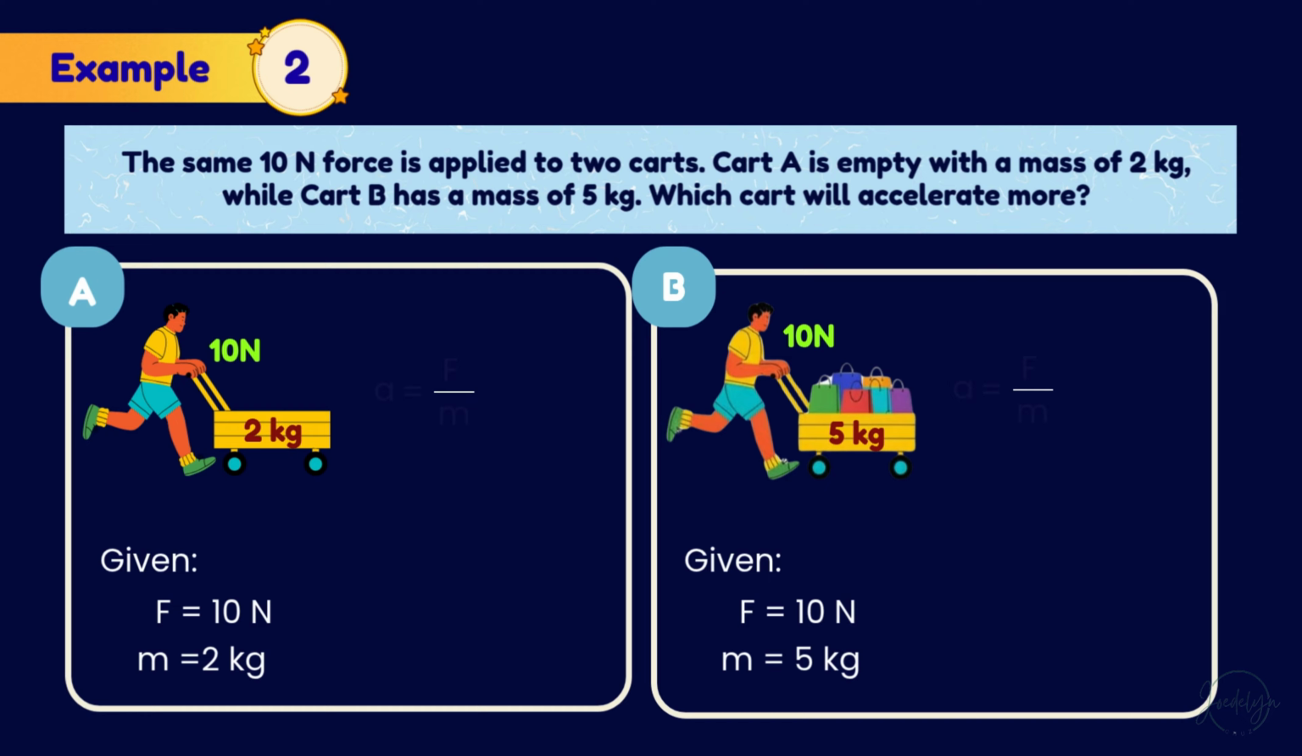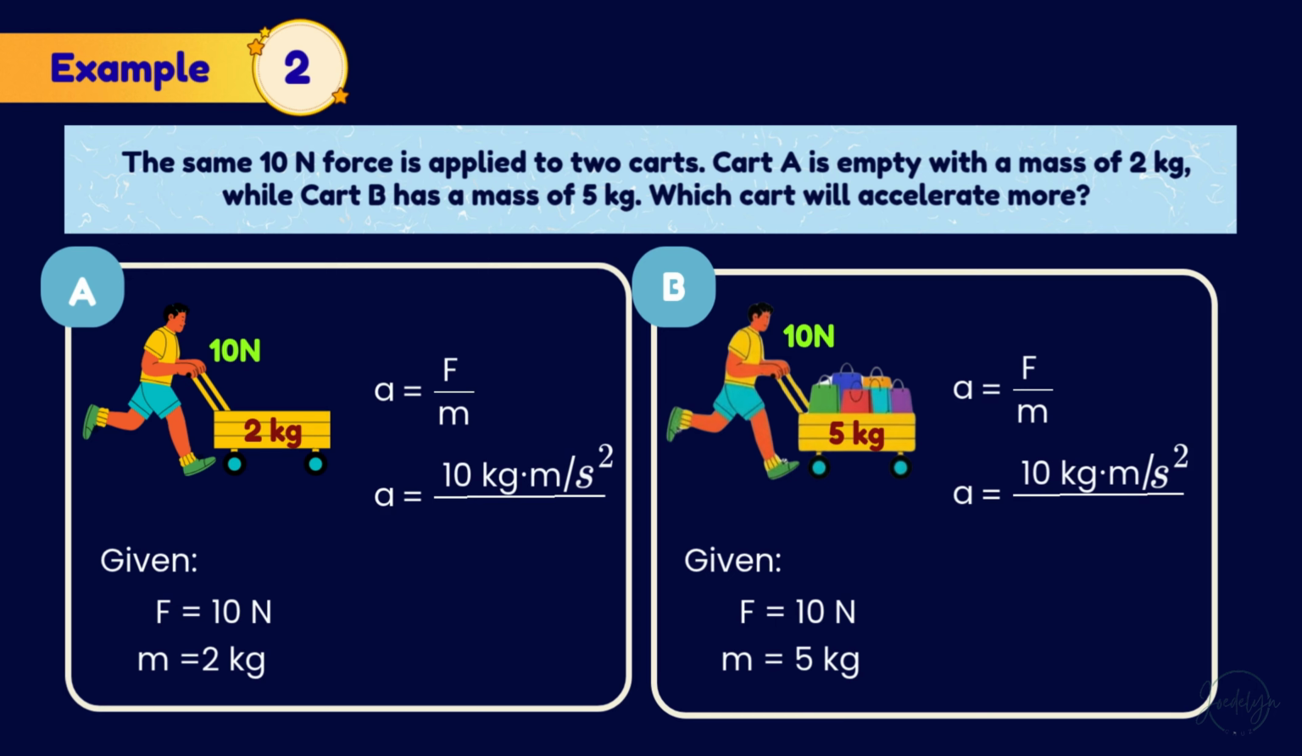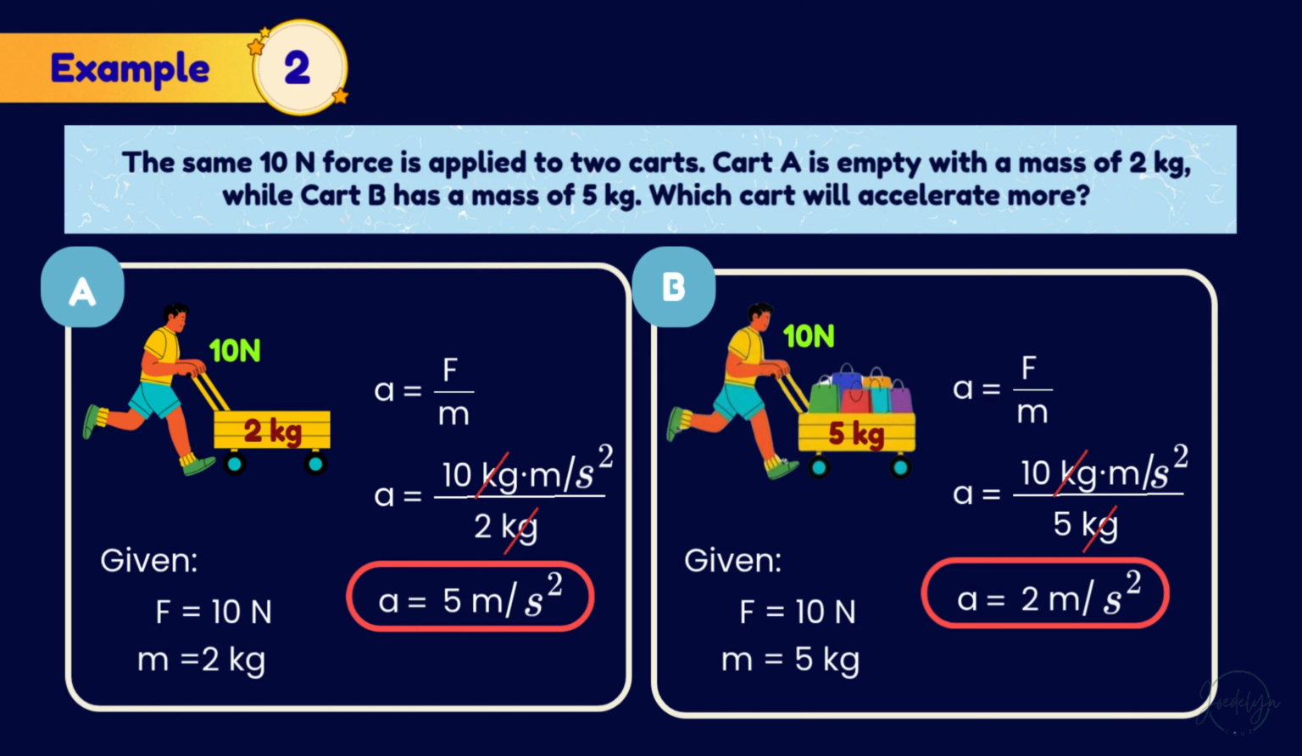The formula is acceleration is equal to force divided by mass. Let us substitute the value of the force, which is 10 newtons for both carts. The mass of cart A is 2 kilograms, while the other is 5 kilograms. Let's divide both. So, the acceleration of cart A is 5 meters per second squared, while the acceleration of cart B is 2 meters per second squared.